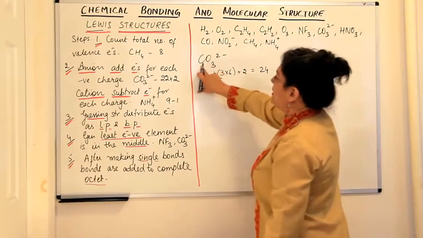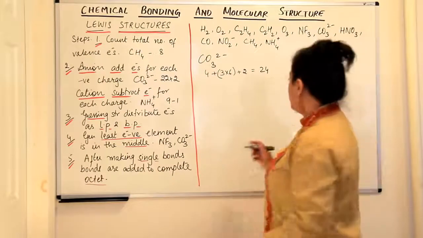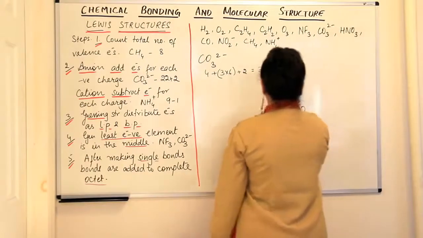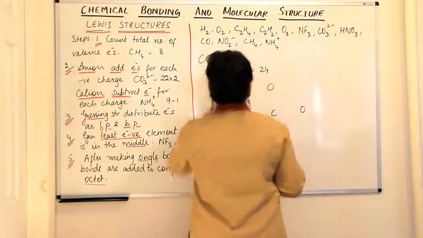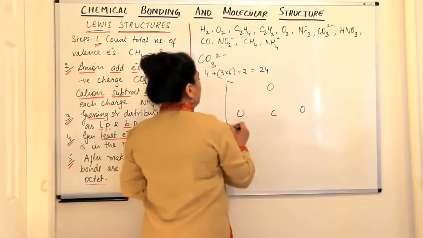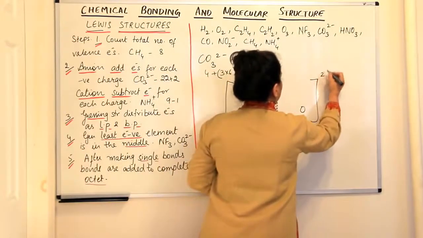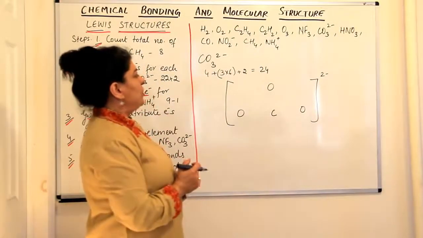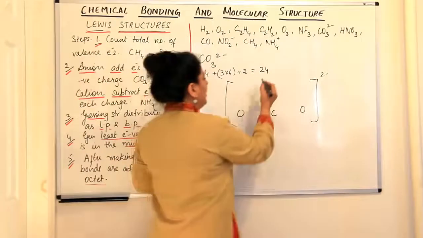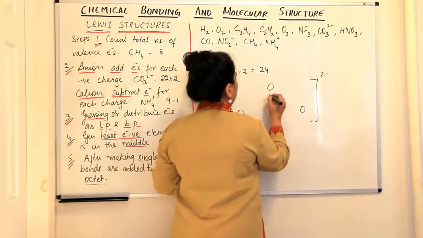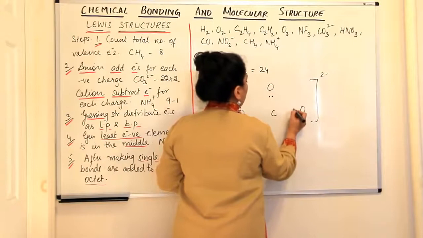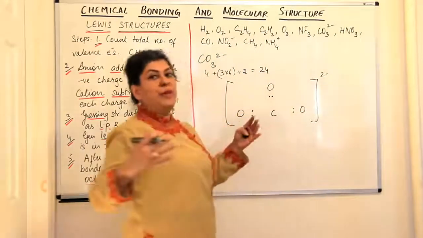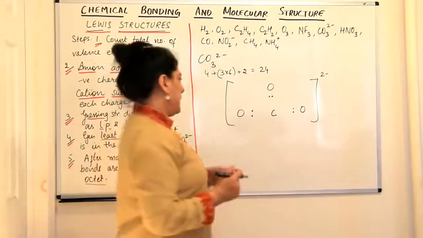Now out of these, carbon is more electropositive, so that becomes the central atom. So I put carbon here, and I write the 3 oxygens on all the 3 sides. 1, 2, and 3. Since it is an ion, I put the entire structure inside a bracket, and I put the charge to negative. So now I have 24 electrons, and I have to adjust them here. So first of all, we put a pair of electrons between each oxygen and carbon, to make that single bond, or to make the atoms bonded to the central atom.